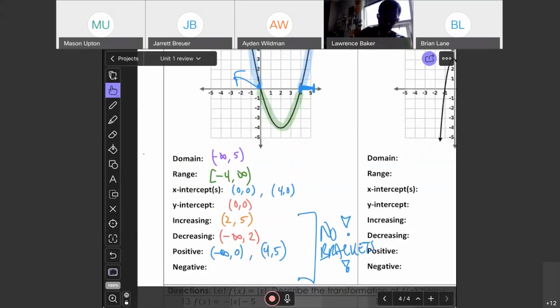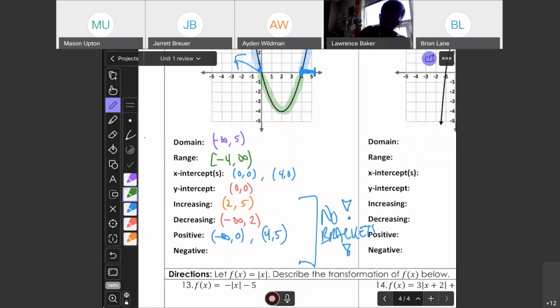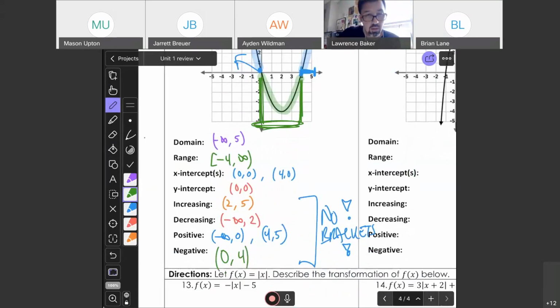Where is it negative? Last thing. Everything in this space is negative. What x values are those? It's from 0 to 4. All of those x values, from 0 to 4, are negative y values. If I plugged in 2, I would get a negative y answer. If I plugged in 3, I would get a negative y answer. That's what it's saying.